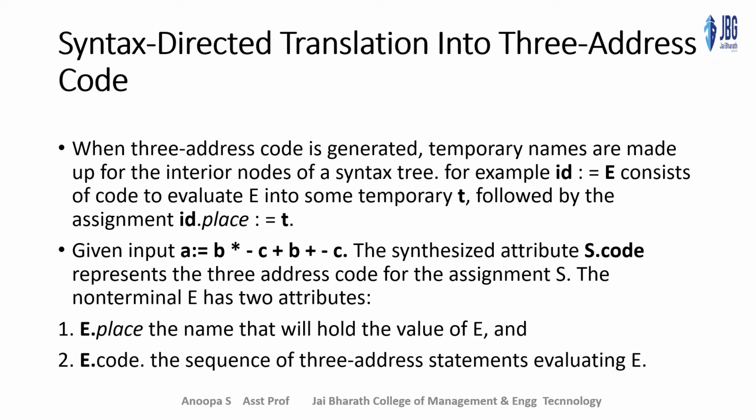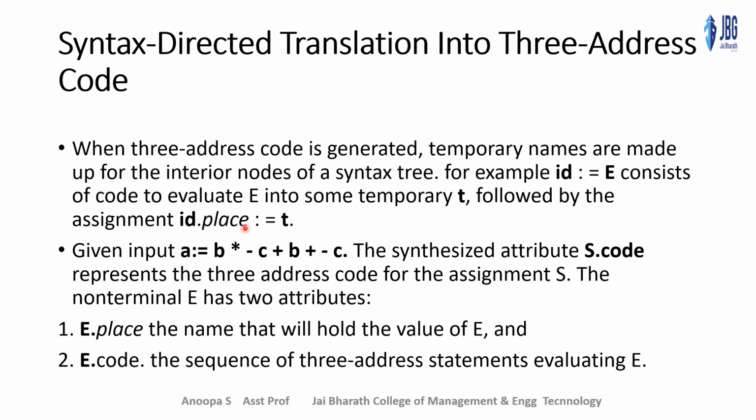Now next is syntax directed translation into three address code. So we have seen syntax directed translation statements. When we implement that into three address code, what do we have to do? For example, if we consider id equal to capital E, we will represent it as id dot place equal to t, where t will be a temporary variable. In writing three address formats we will be using so many temporary variables, right? So we will write id dot place equal to t.